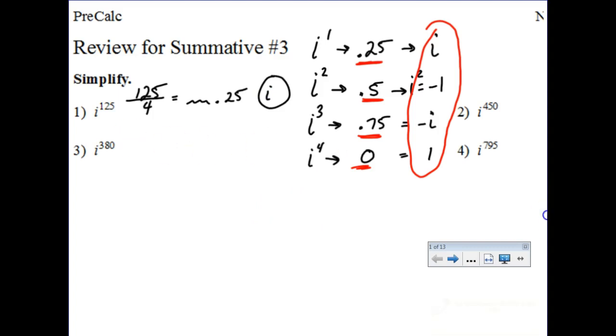I'm going to do every other question. So here, 380 divided by 4. Again, I didn't write down the full answer, but the decimal component of it is nothing. It goes in evenly. So there's no remainder, so it's like I to the fourth power, you're on the fourth part of the power cycle, and it simplifies to a 1.